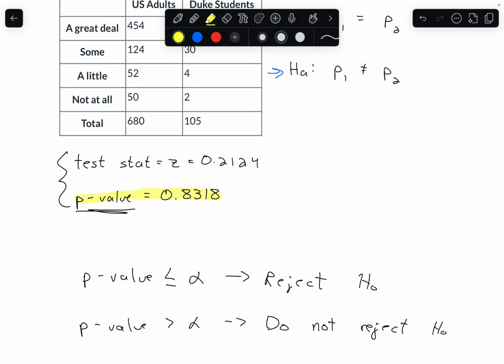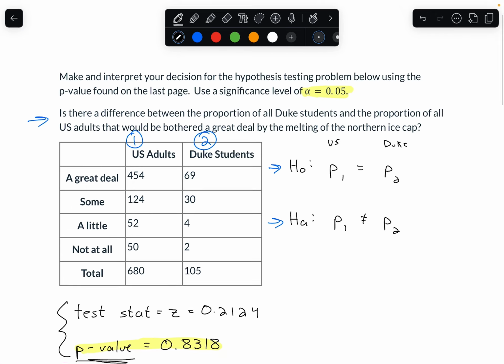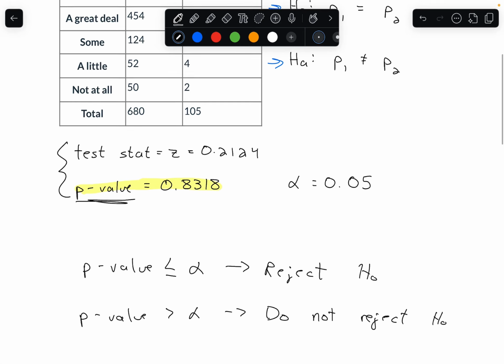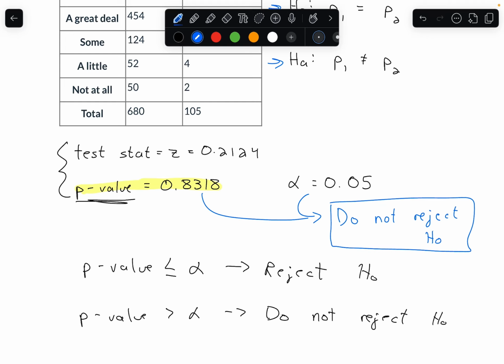So I'm going to compare my p-value that we found right here. This is one of the primary things I'm looking at. And then up above I have the other one highlighted. We said alpha is 0.05. So my first question: is the p-value less than alpha? In this case, no, it is not. The p-value is not less than alpha. So what that means is, if the p-value is greater than alpha, we do not reject H naught. Looking at these two things together tells me that we do not reject H naught. That's my decision.